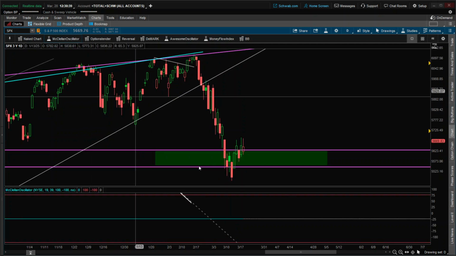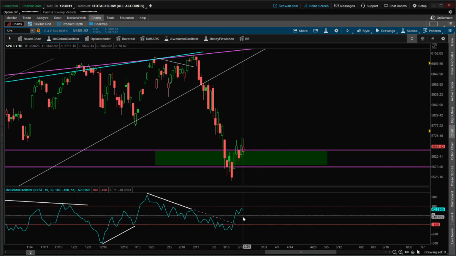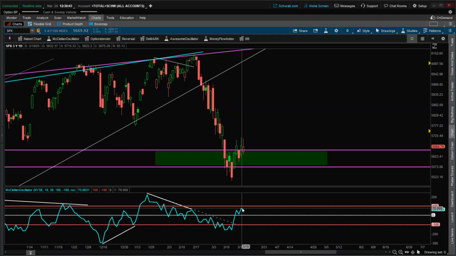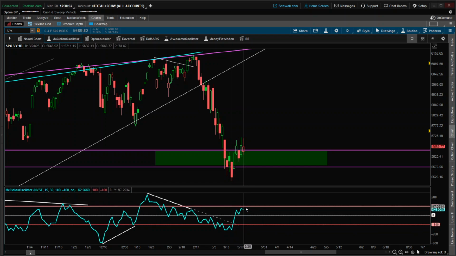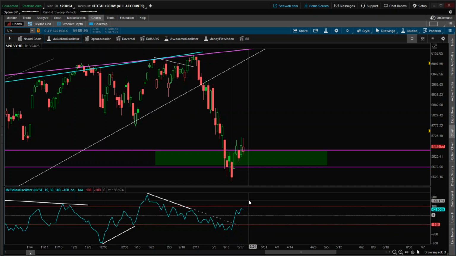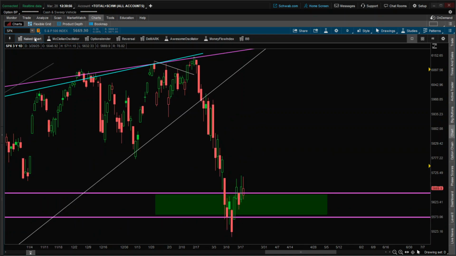So the McClellan Oscillator, this is super important. We're still not in that overbought territory. I think we get well into it. Again, the breakout from this downtrend here, we're now in an uptrend. So I think it's going to continue to rise at this point.